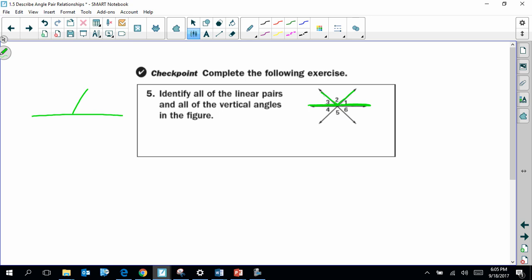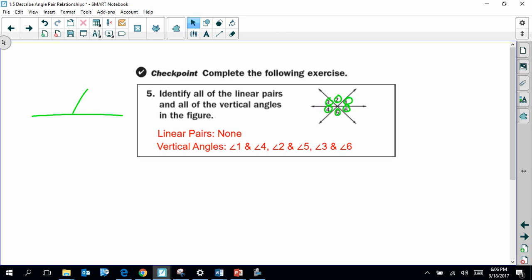So when I look at the rest of the diagram, I can't find any examples of linear pairs in the diagram. Now vertical angles are angles that are opposite of the vertex. So angle 1 and angle 4 are an angle pair, 2 and 5 are an angle pair, and 3 and 6 are also an angle pair. So there are 3 different pairs of vertical angles, but no examples of linear pairs in this particular diagram.